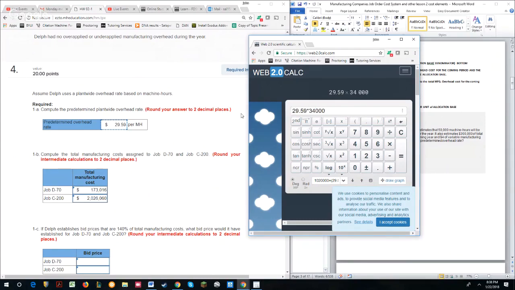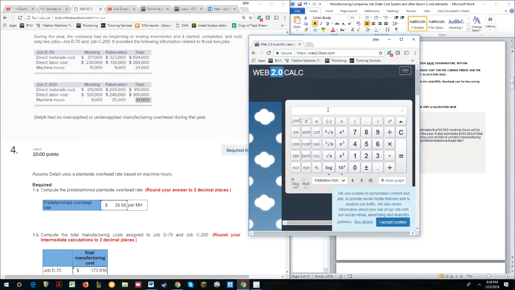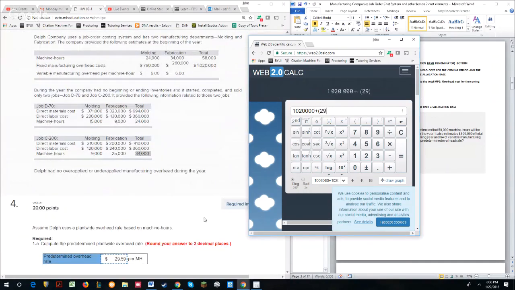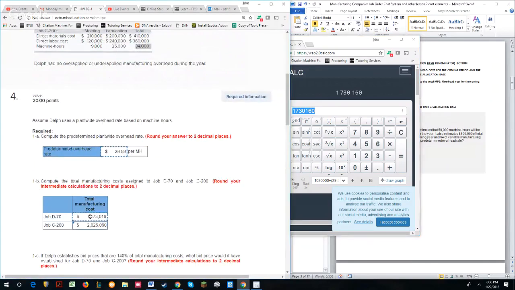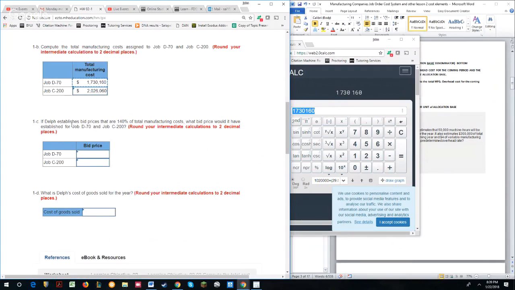Here, let me do this. How about the first one? Is the first one lower than it should be? Because it seems like those numbers, I don't know, it could be right. 29.59 times 24,000. Oh. Maybe I missed a 0 when I inputted the number. That's what it was. I didn't finish typing it in the first time. That's what it was. Perfect. There you go. All right.